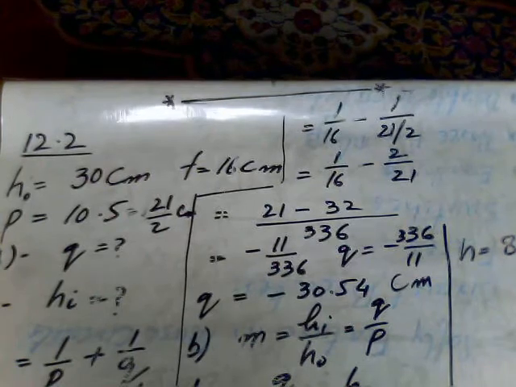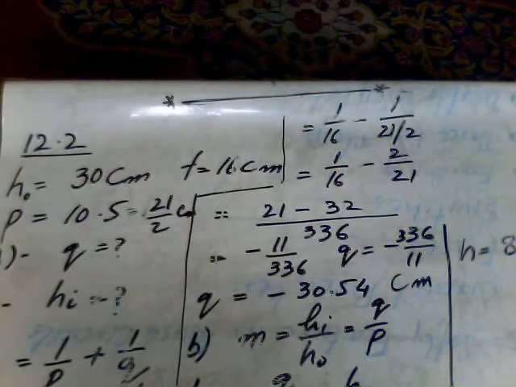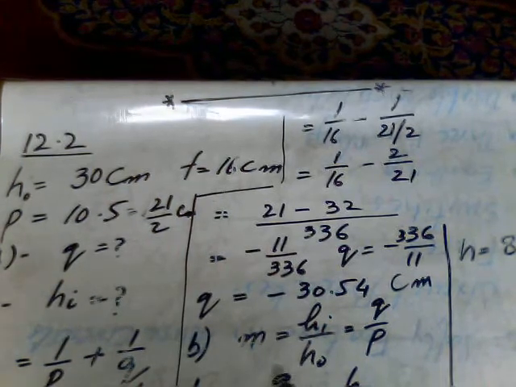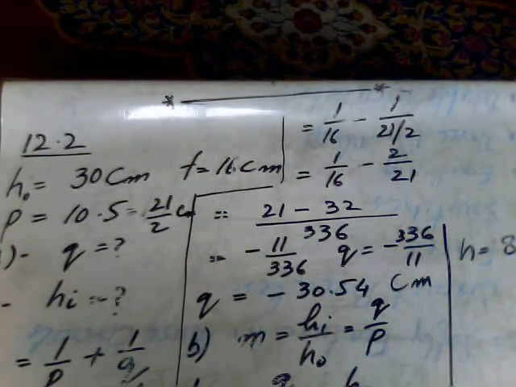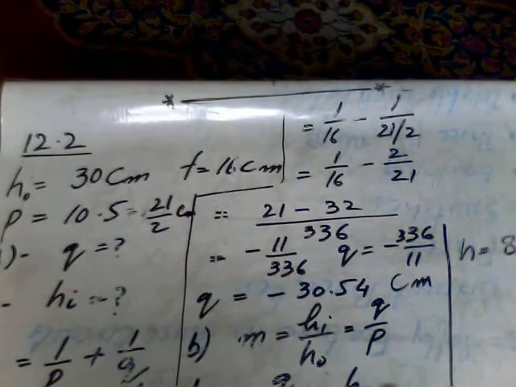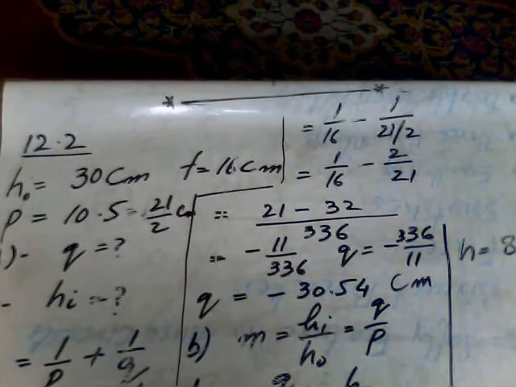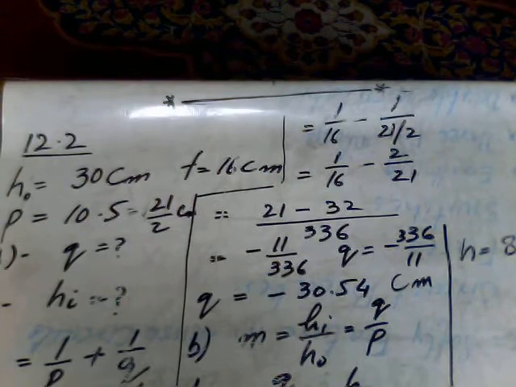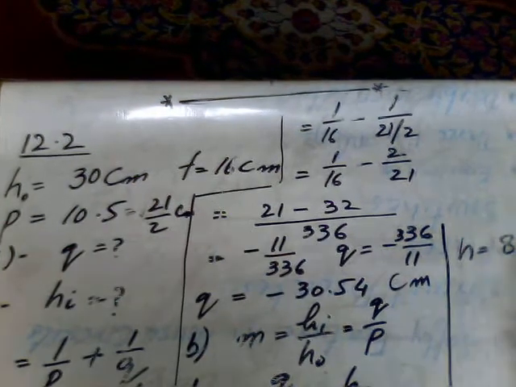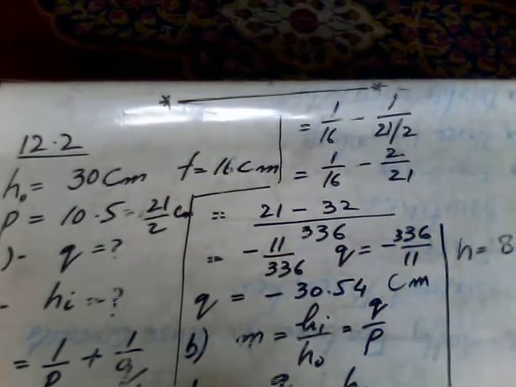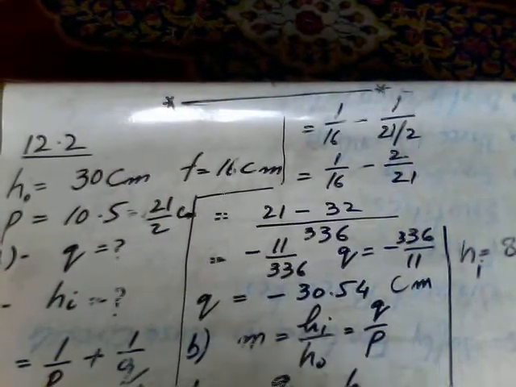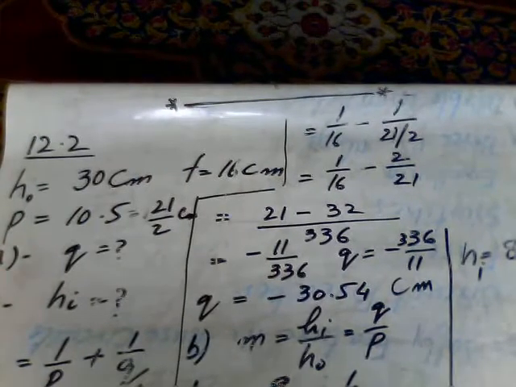By placing the values, 30.54 divided by 10.5 is the value of q over p. Then multiplication, the height of the object is given, that is 30 centimeters, and when we multiply both of these and divide by 10.5, we acquire the value of the height of the image, that is 87.26 centimeters.